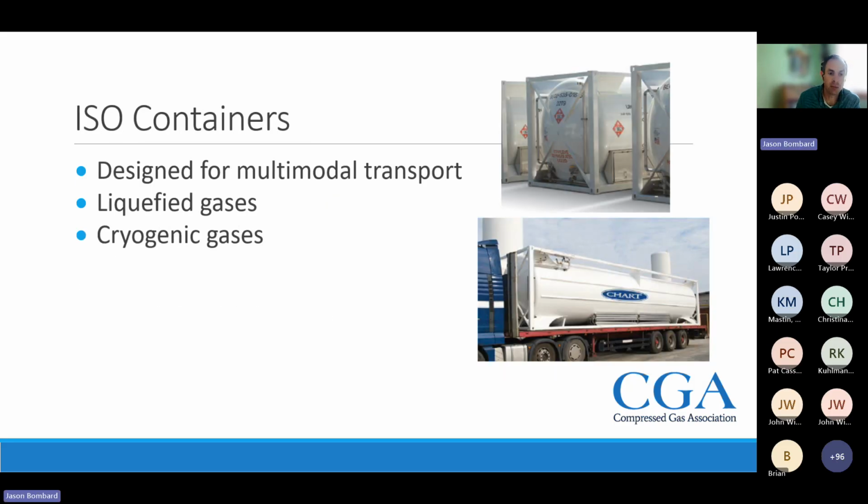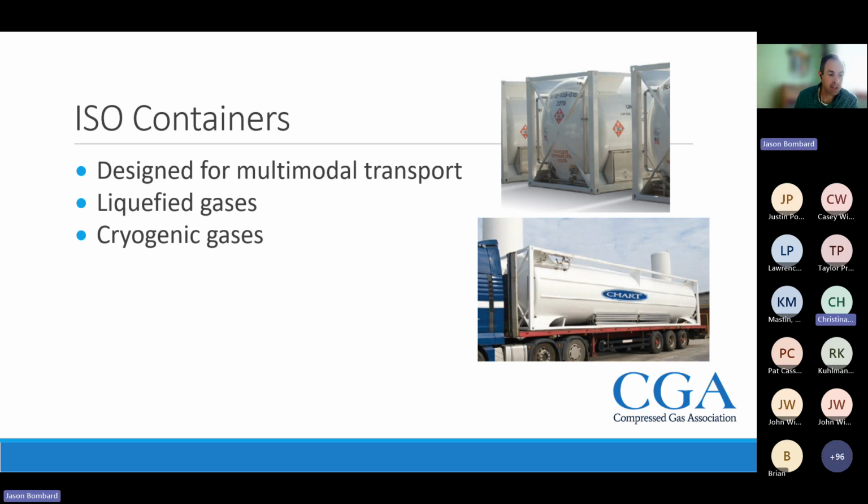And then for shipping liquids over the ocean, there are ISO containers for those. These, like the MEGCs, are designed for multimodal transport, and they're made for liquefied gases, or some of these are also double walled for the cryogenics.